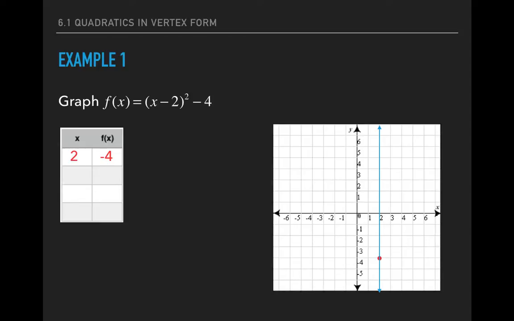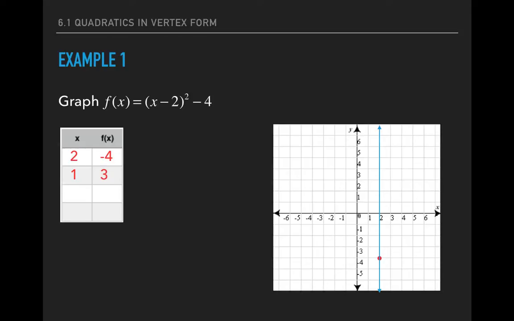And I sketch that right now because I'm going to reflect while I go. Okay, so let's pick some points that are just on either side of our axis of symmetry because we'll just reflect them. And I'm going to pick smaller values, so I'm going to go with 1. And I'll plug that into the equation. 1 minus 2, that's -1. -1 squared is +1 minus that 4 gives me, ooh, that should actually be a -3.